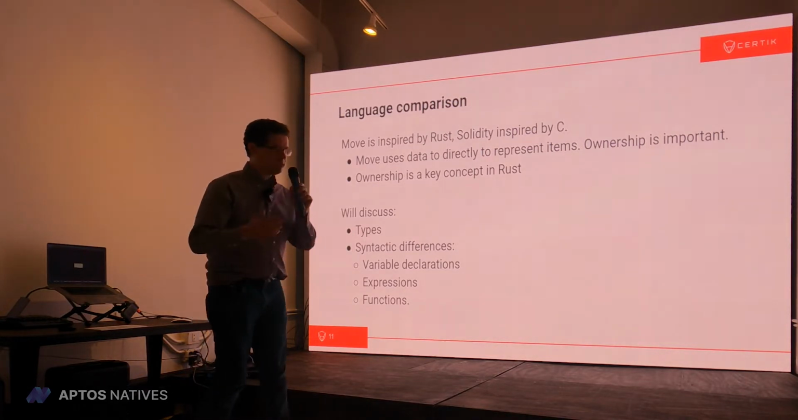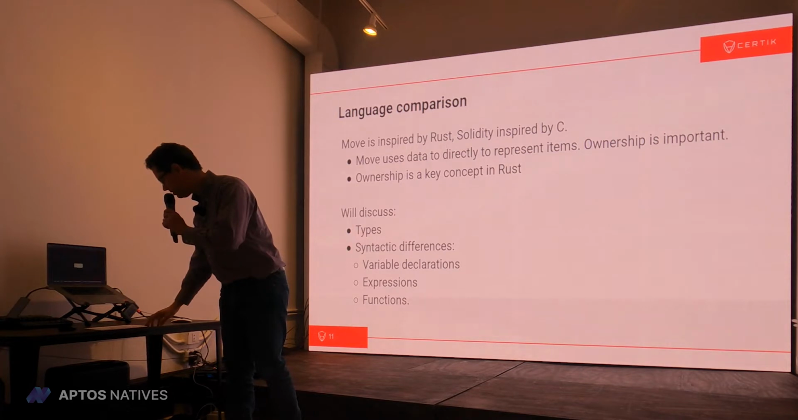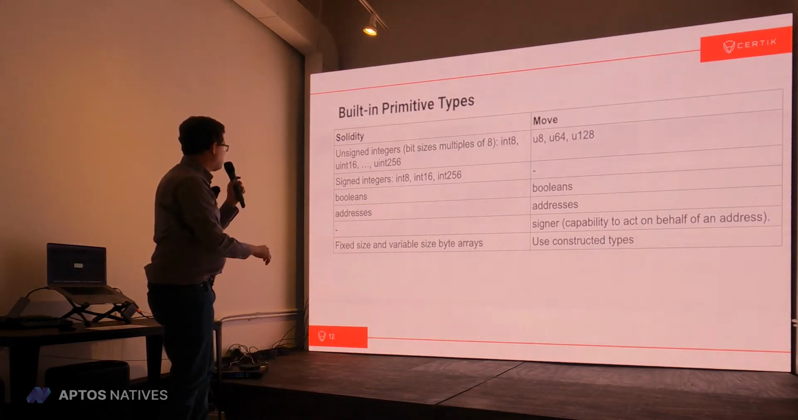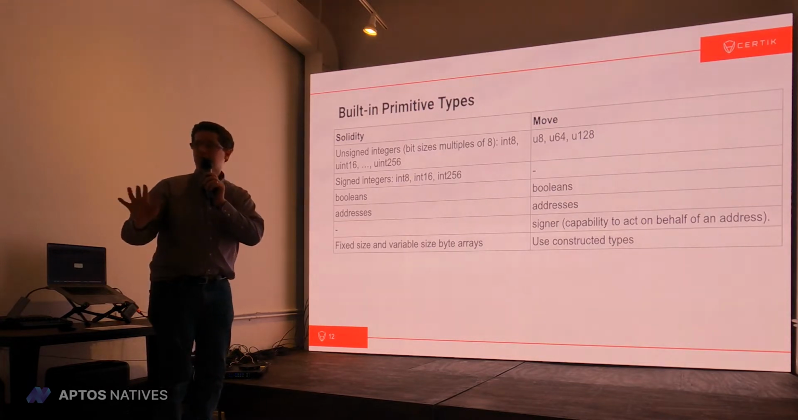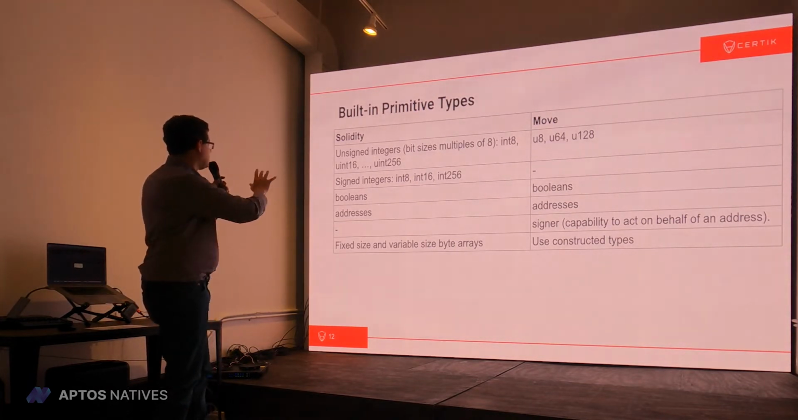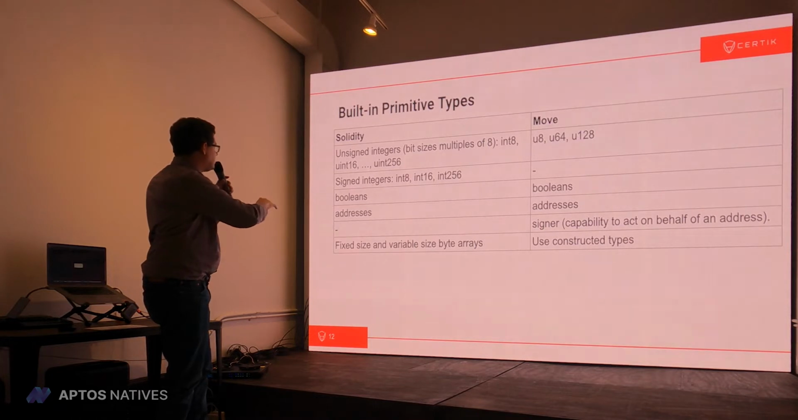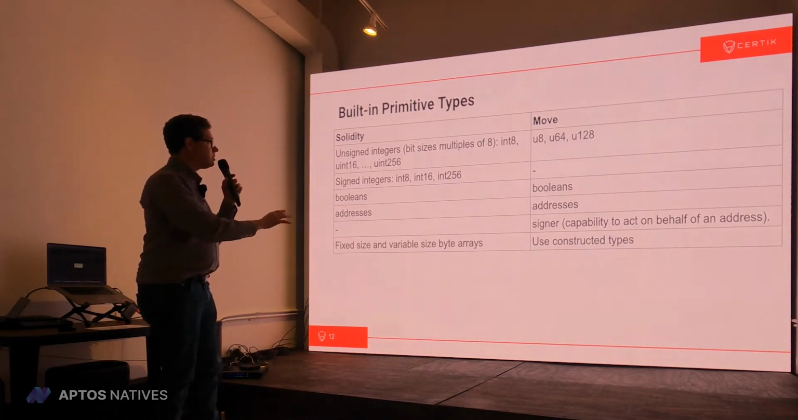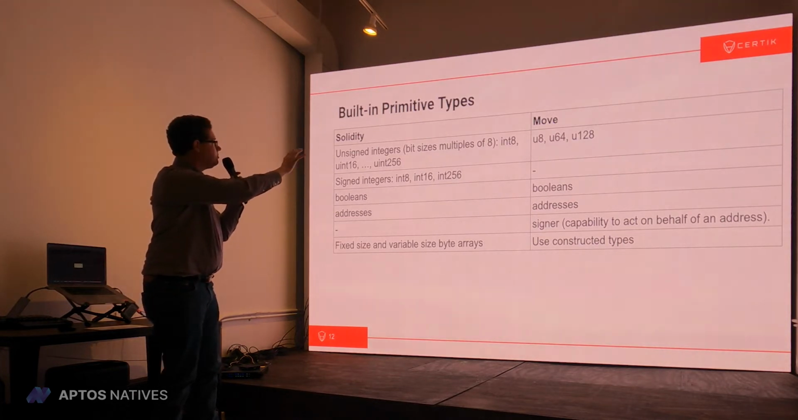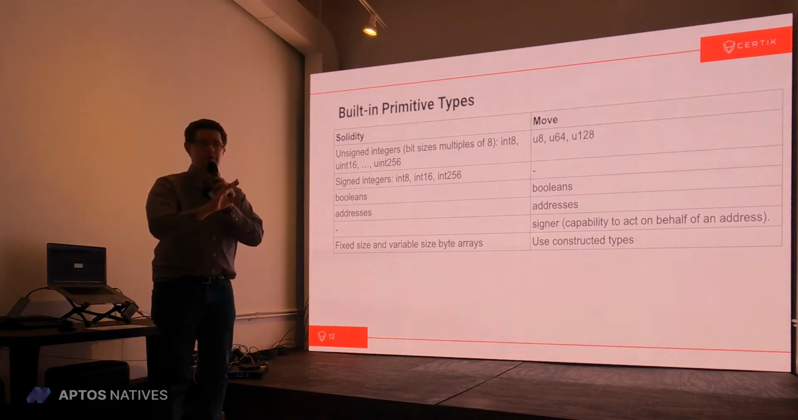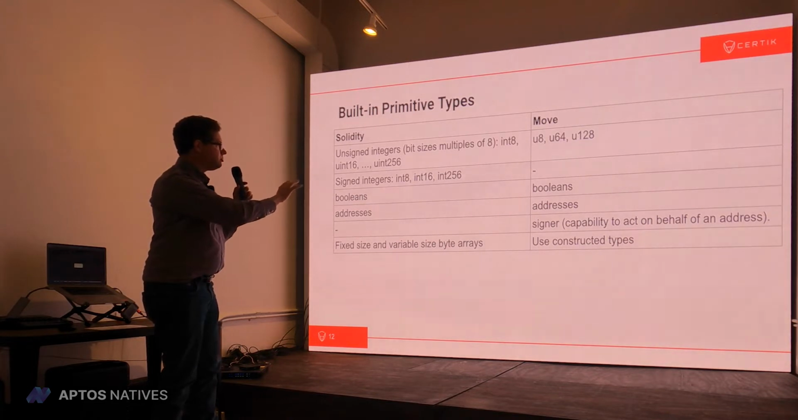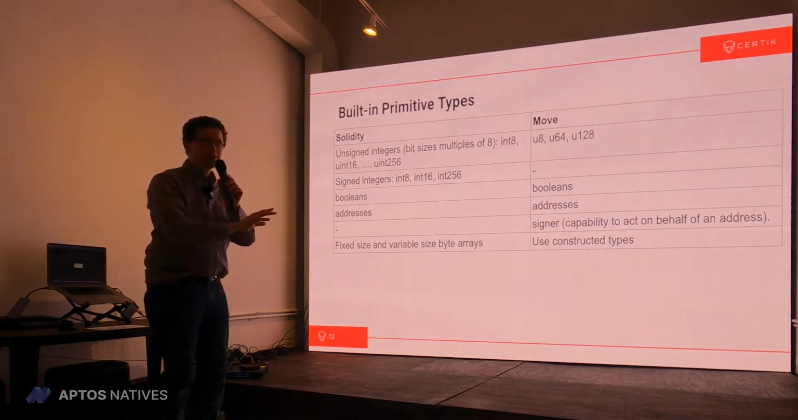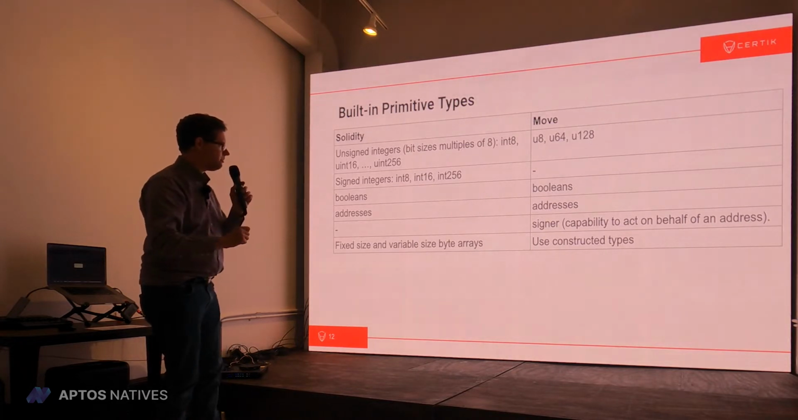I'm going to go over the types, and then I'll go over the syntactic differences between the languages. This is a little boring. These are just built-in primitive types. This is what I want people to know. Solidity has unsigned integers, signed integers, booleans, addresses, fixed size addresses. In Move, you've got U8, U64, U128. So you only have unsigned integers. You don't have signed integers. You have booleans, you have addresses. The prior speakers covered signers, the capabilities that give you the power to act on behalf of an address.